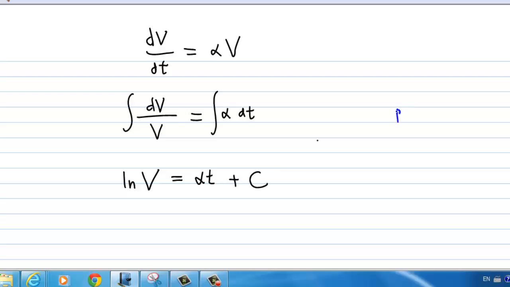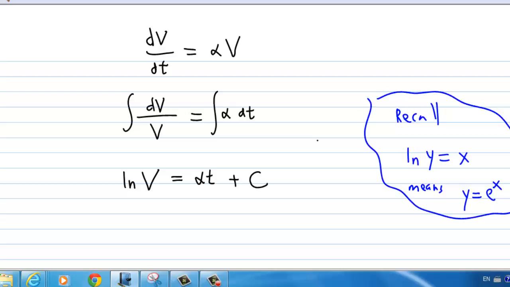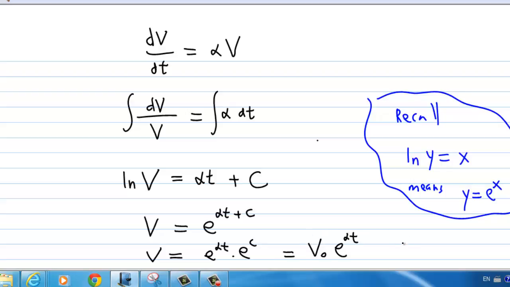And then you recall that if we have ln y equal to x, it means y equal to e power x. So that means V is equal to e power (alpha t plus c). But this can be rewritten as V equal to e power alpha t times e power c, where c is a constant. Let's call this V naught. So this is V naught times e power alpha t, where V naught is e power c here.